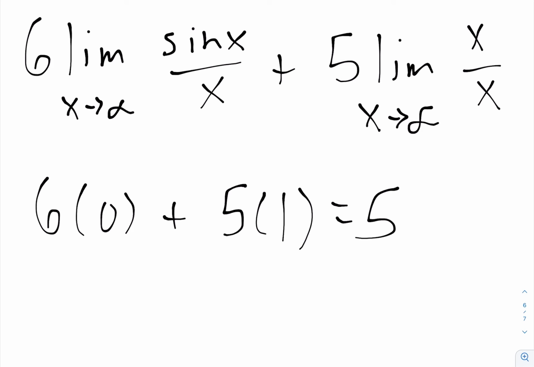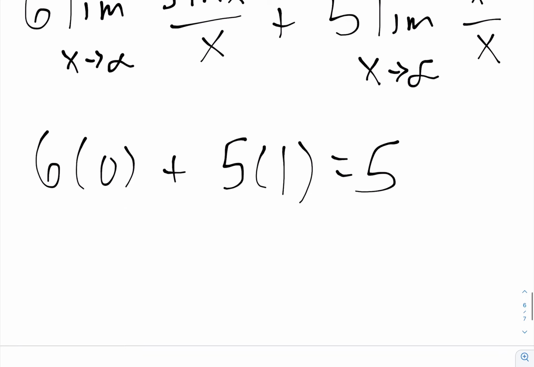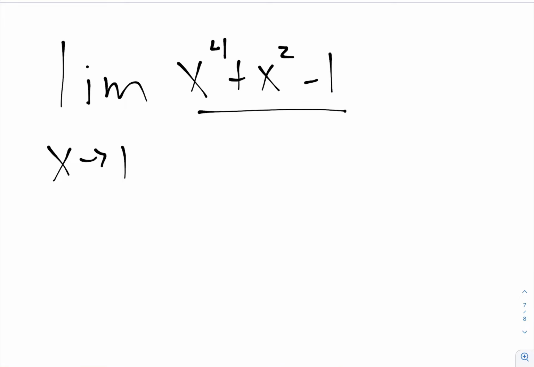What's another one that we can go over? Let's do the limit as x approaches 1 of x to the 4th plus x squared minus 1 over x squared plus 5.